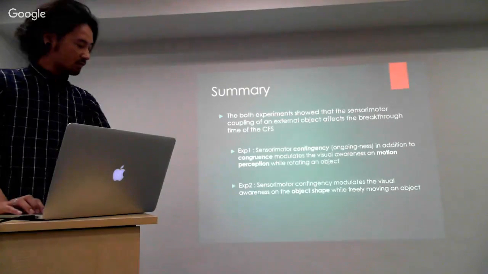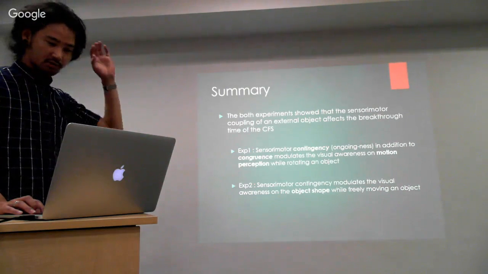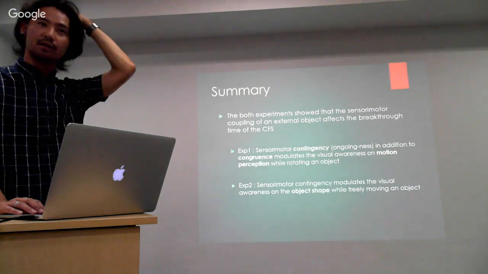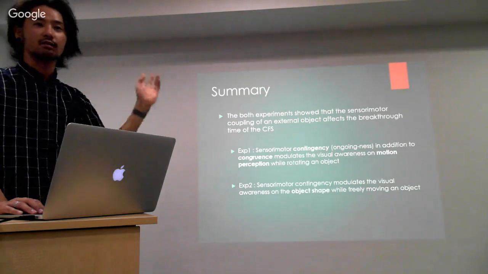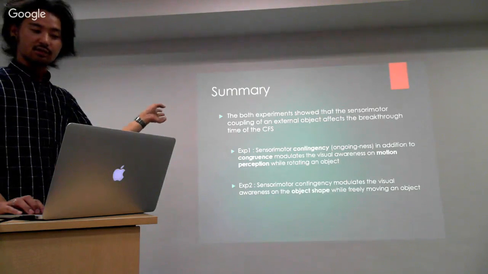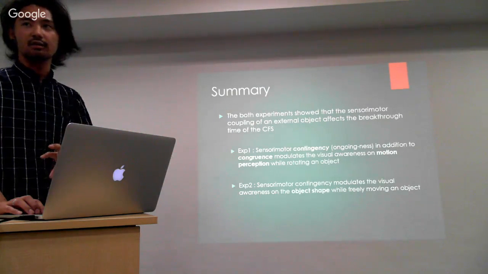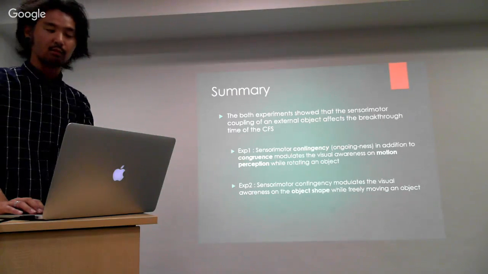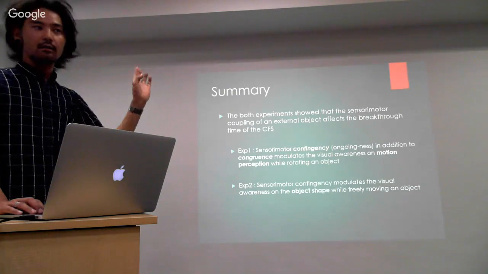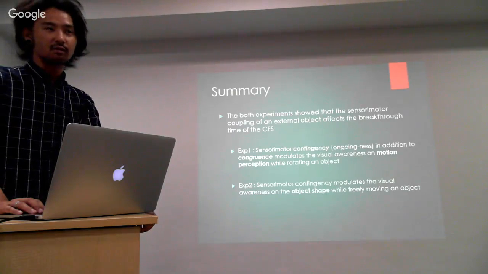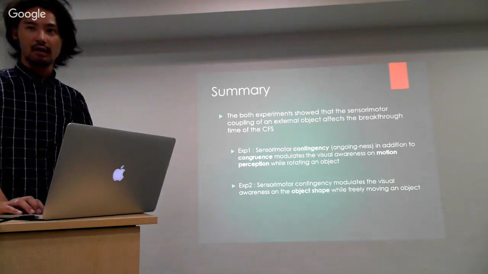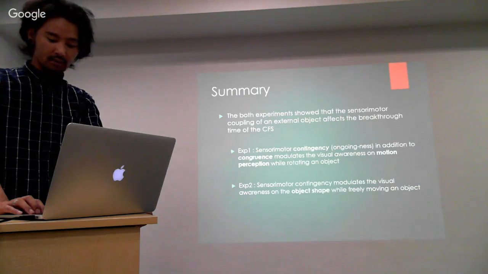So the summary for these two experiments is that both show sensory motor coupling of an external object affects the breakthrough speed under the continuous suppression paradigm. In experiment one, interestingly, contingency in addition to congruence affects visual awareness and motion perception. And experiment two showed again that sensory motor contingency moderates visual awareness. And especially this time, object recognition was also enhanced with live coupling.